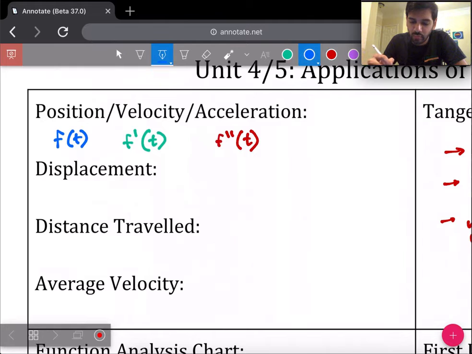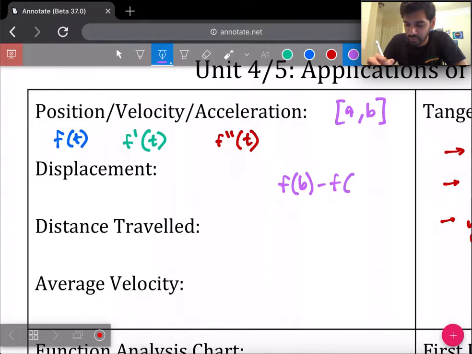Usually in these types of problems, they'll give you an interval from A to B. The particle is moving from A to B. If you want to find your displacement between point A and point B, or time A and time B, you would just subtract f of B minus f of A. I'm referring to the original position. You take your ending position at the end time and subtract from it where you started off. What position did you start from?